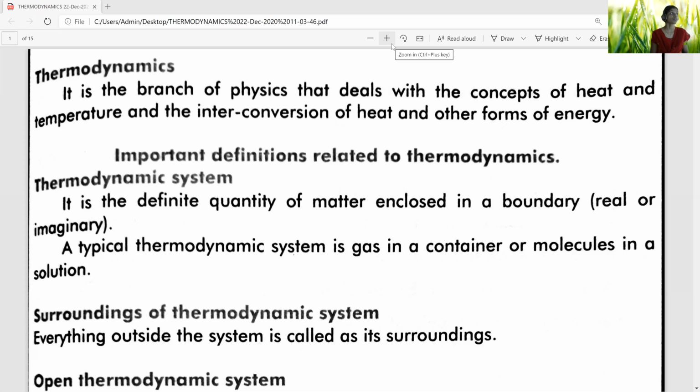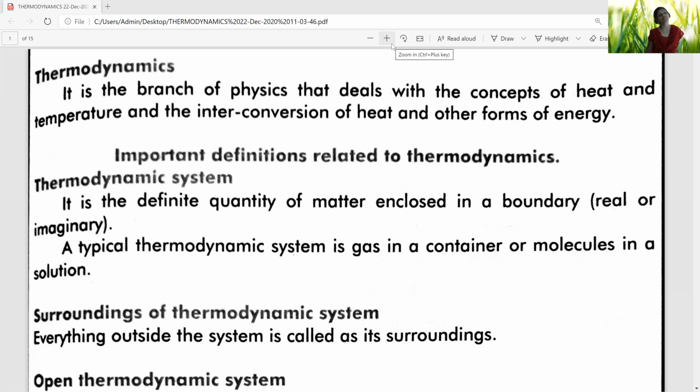In this chapter, we deal with the concept of heat and temperature and how the interconversion of heat and other forms of energy is possible. Before entering into this chapter, we should know some of the basic terminologies related to thermodynamics, such as what we mean by an open system and what we mean by a closed system.